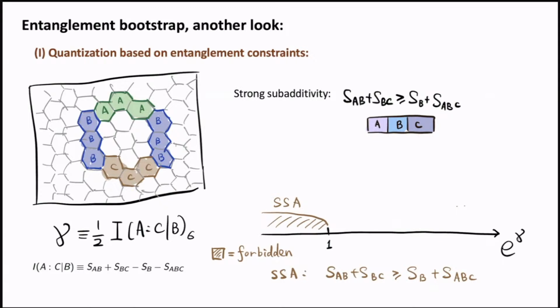So let's look at this very nice configuration of the topological entanglement entropy. If you have this annulus, you partition it into A, B, and C, then you can compute the subleading term using this conditional mutual information. And from there, if you use strong subadditivity, you immediately find that gamma cannot be too small. The exponential of gamma cannot be smaller than 1.